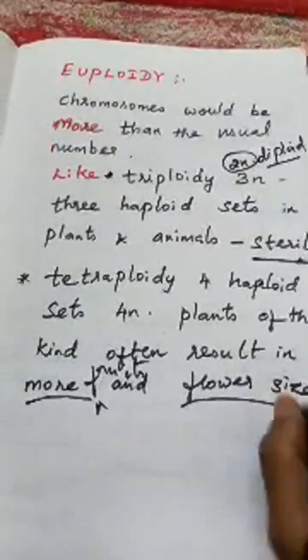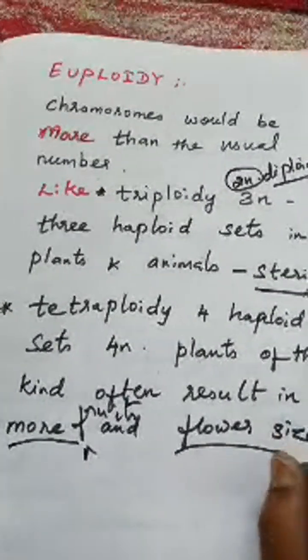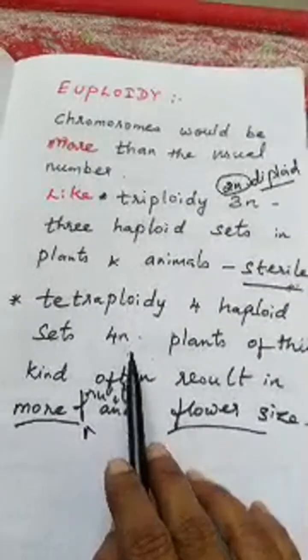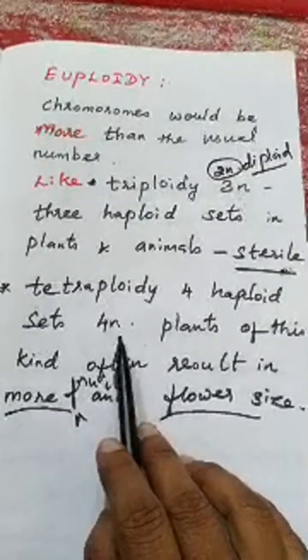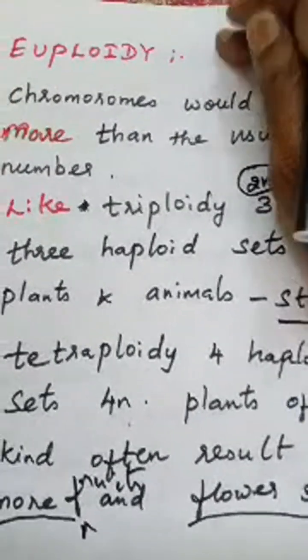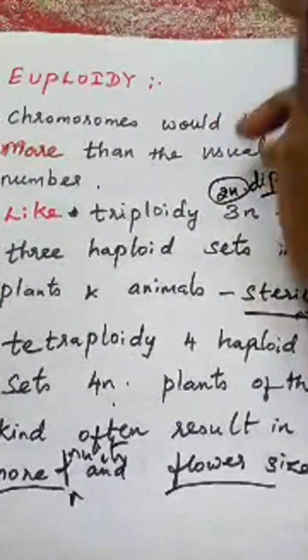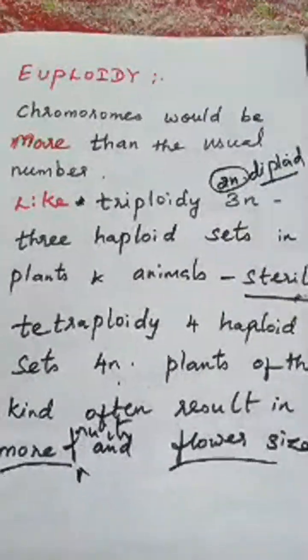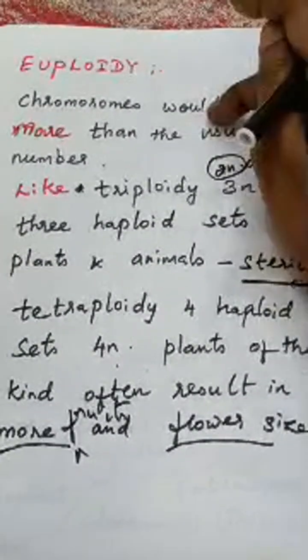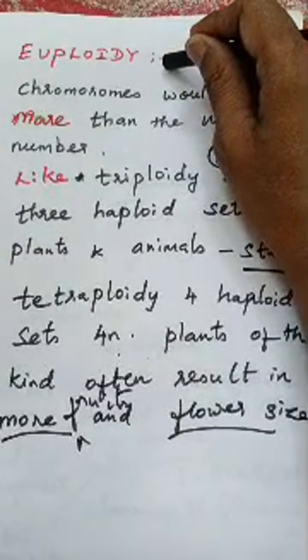This is tetraploidy. Tetraploidy means it is 4n, that is, 4 haploid sets of chromosomes will be there. Understood? So euploidy means there are more chromosomes than the usual number. That is euploidy. Understood?